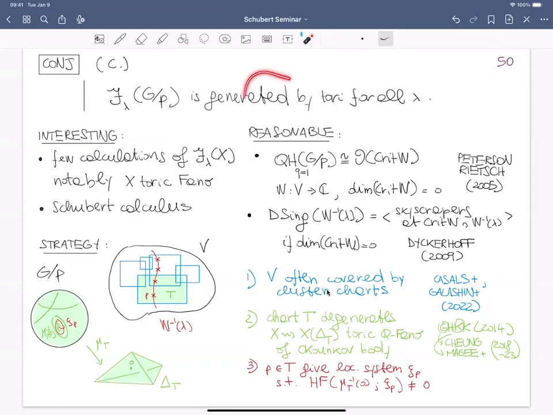So the statement that this is generated by tori is a reasonable statement because it's known that the quantum cohomology of G mod P at q equal 1, let's say, can be presented uniformly in all types as the ring of regular functions on the critical locus of a potential on a so-called mirror affine variety V. This is a result by Peterson and Rietsch.